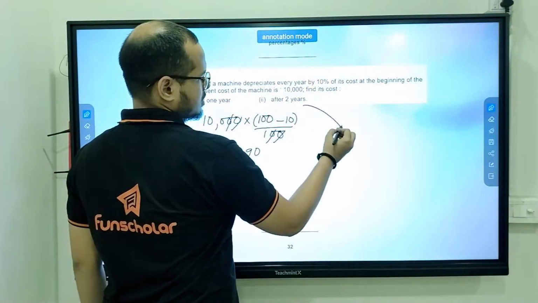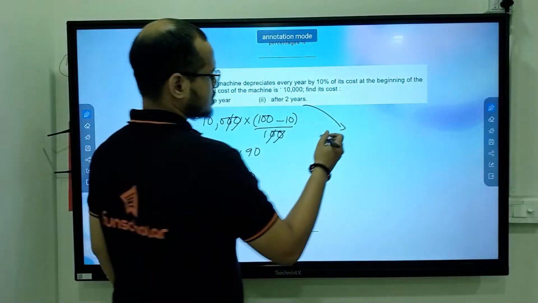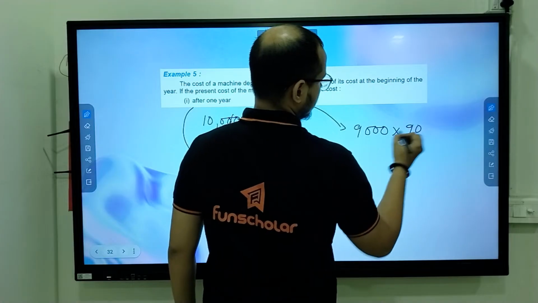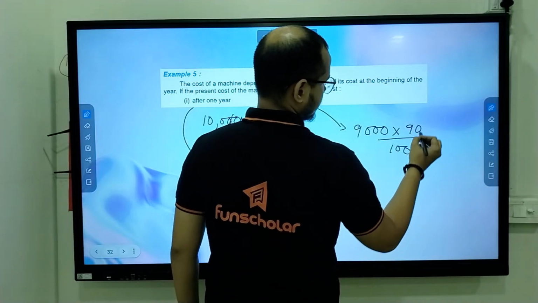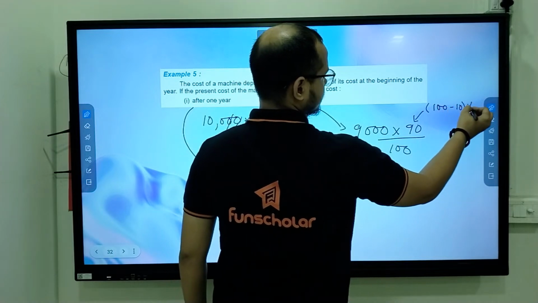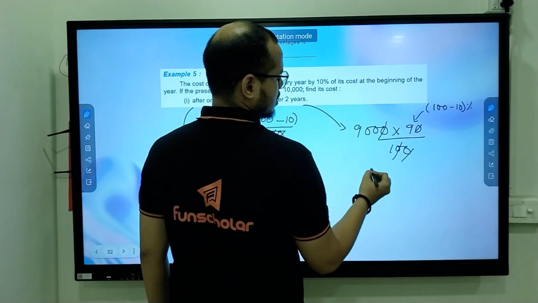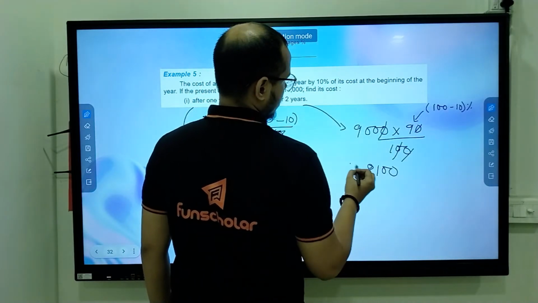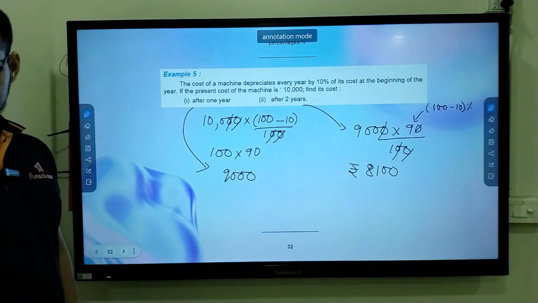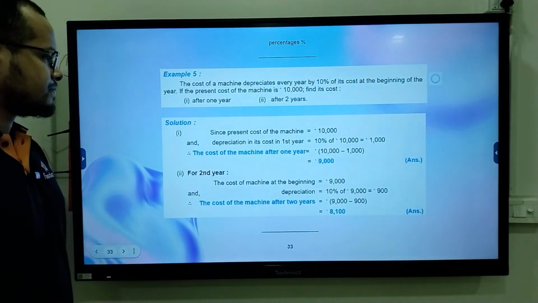So after the second year, it won't start from 10,000. Now it's already 9,000, right? 9,000 into again 90 by 100. This 90 is actually nothing but 100 minus 10 percentage. Percentage खोल के I've written like this. 2 zeros gone, 2 zeros gone. 8100 is the price after 2 years. Next.